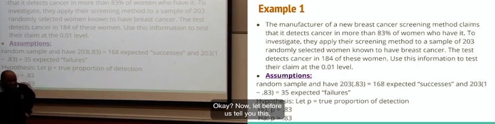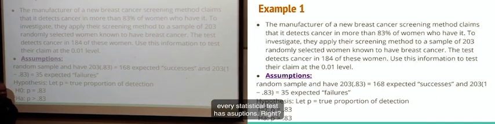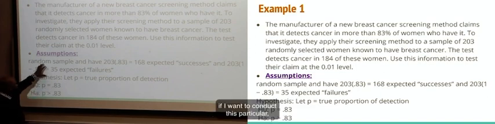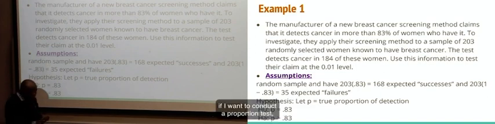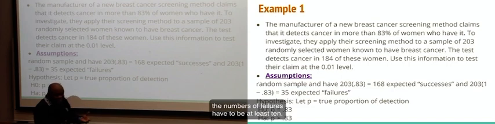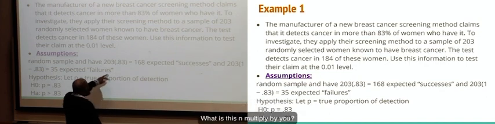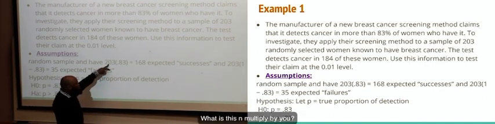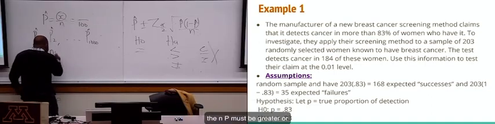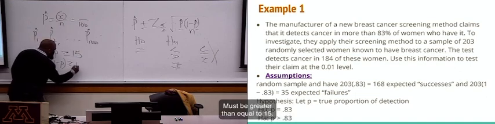Let me first tell you this. I told you the other time, every statistical test has assumptions, right? Now, if I want to conduct a proportion test, the number of successes and the number of failures have to be at least 10. Some may say at least 15. Now, what are you going to do? N multiplied by P. You remember that? We did the same before. N times P must be greater than or equal to 15. N times 1 minus P must be greater than or equal to 15.